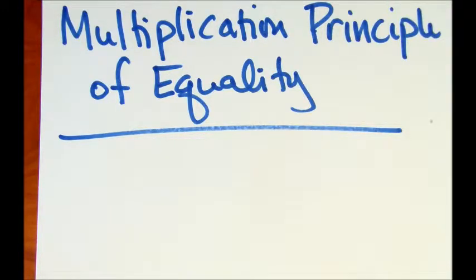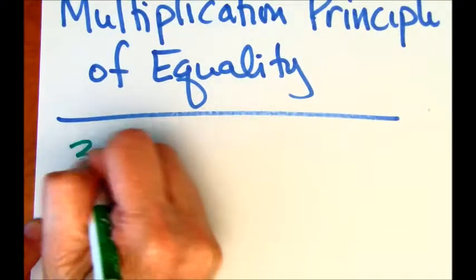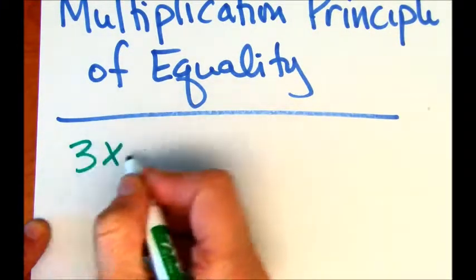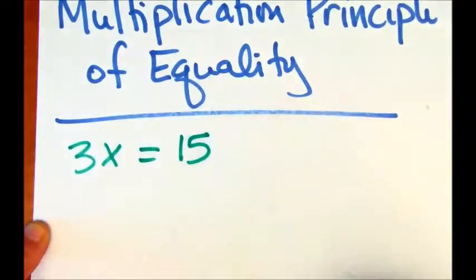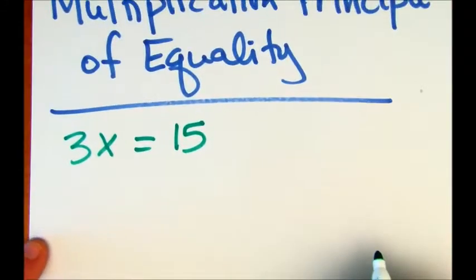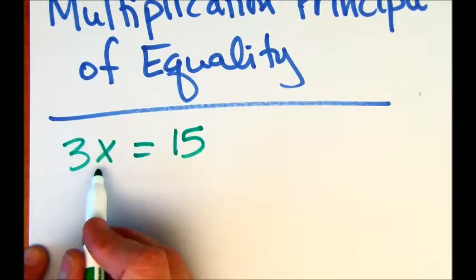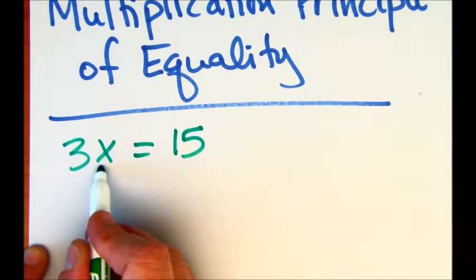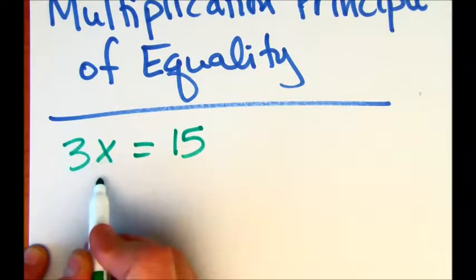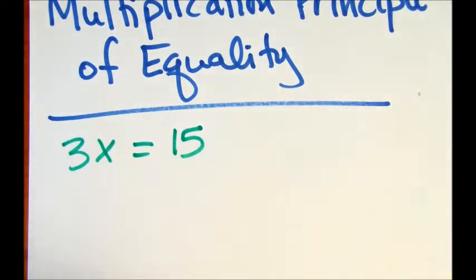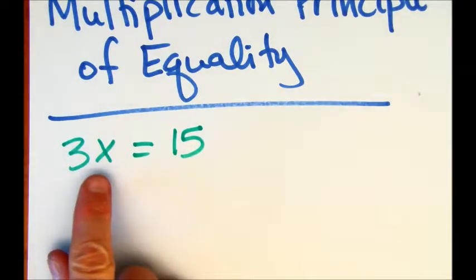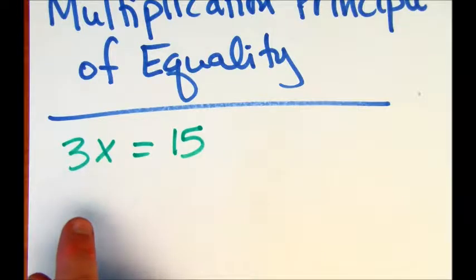Let's say that we have a problem like 3 times x, or 3 times a number equals 15. Basically our goal here is to find the value of x. So we want that x variable to be all by itself on one side of the equal sign and all the numbers on the other side. Now we're going to use the multiplication principle to do that.